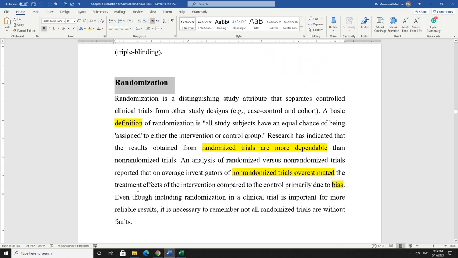Randomization will minimize bias, because if you as investigator do the division, the assignment to group A and B, then you might put in your intervention group, which will take your therapy, people who have a better prognosis. It's predicted that they will respond better to the drug.